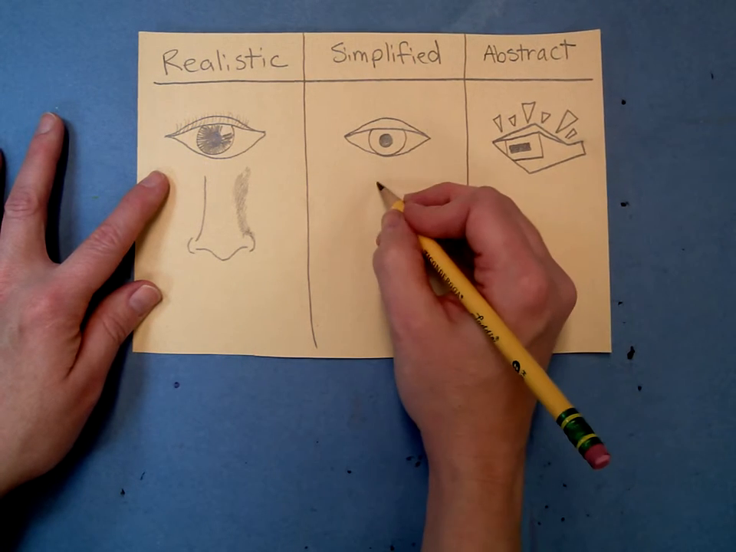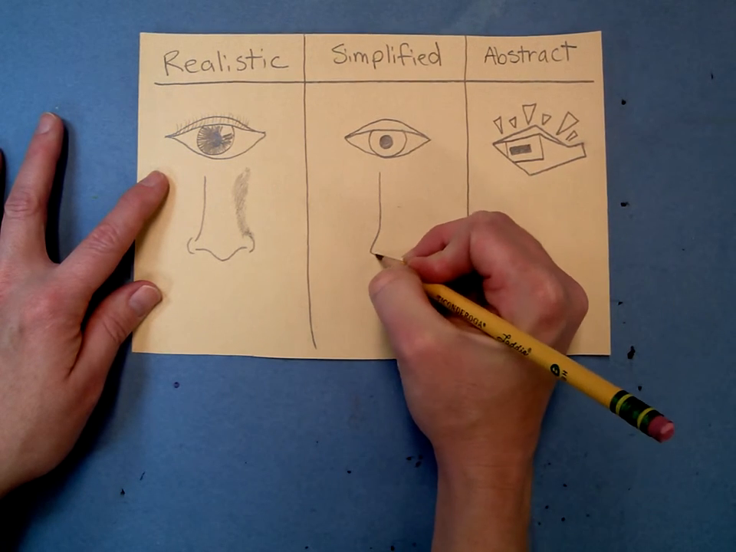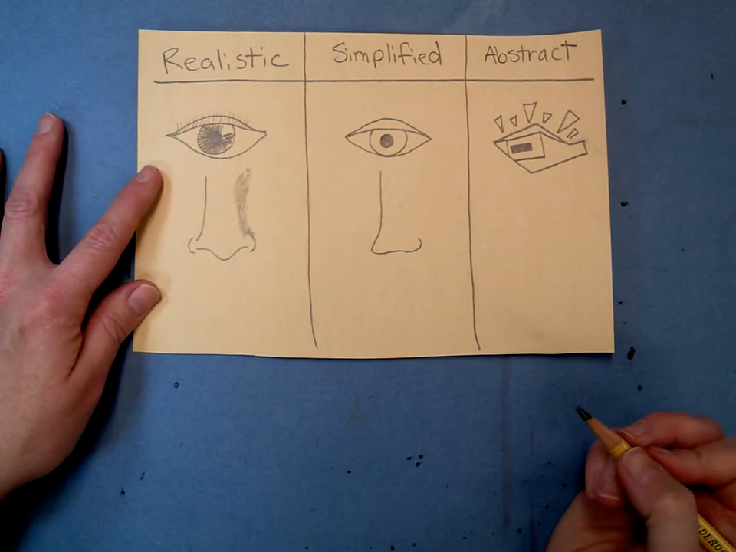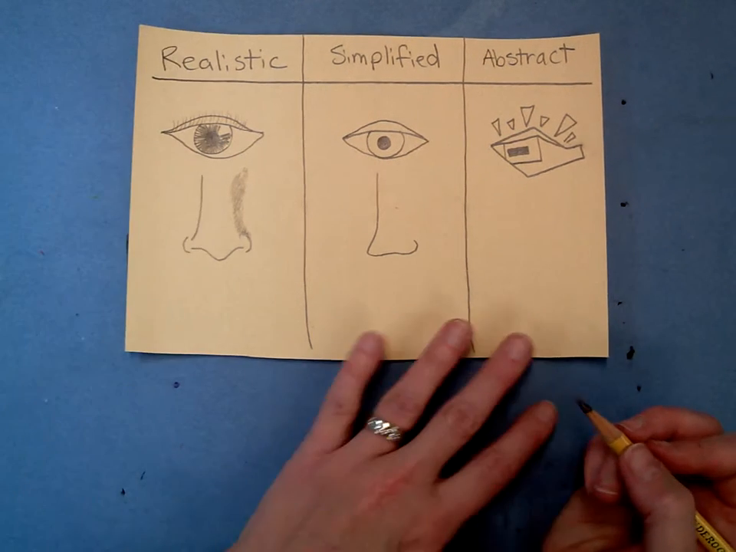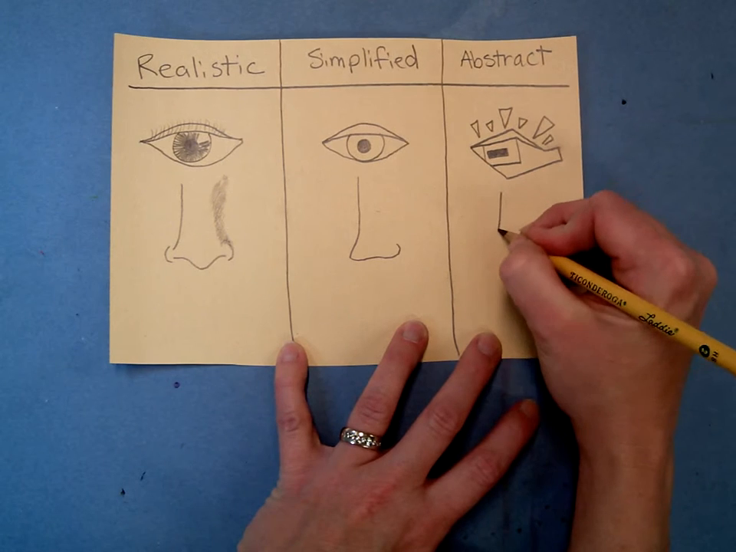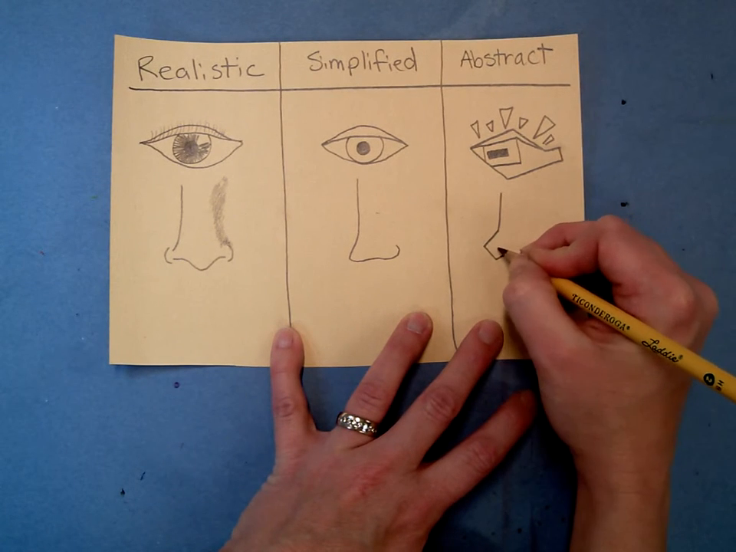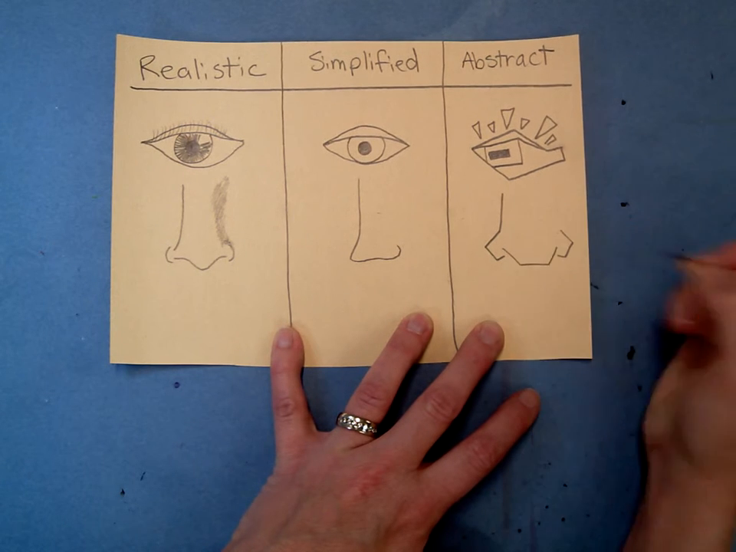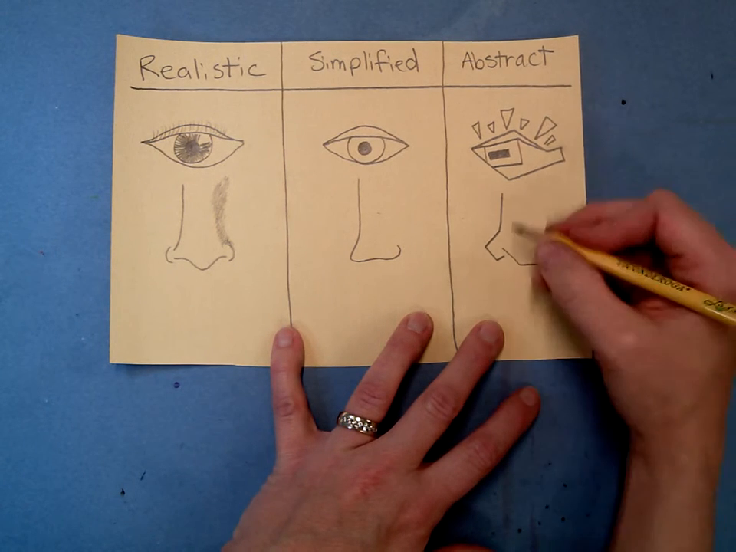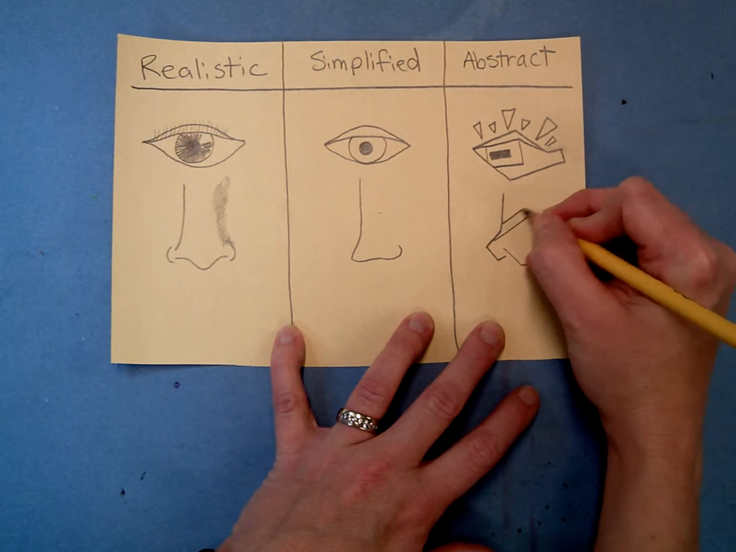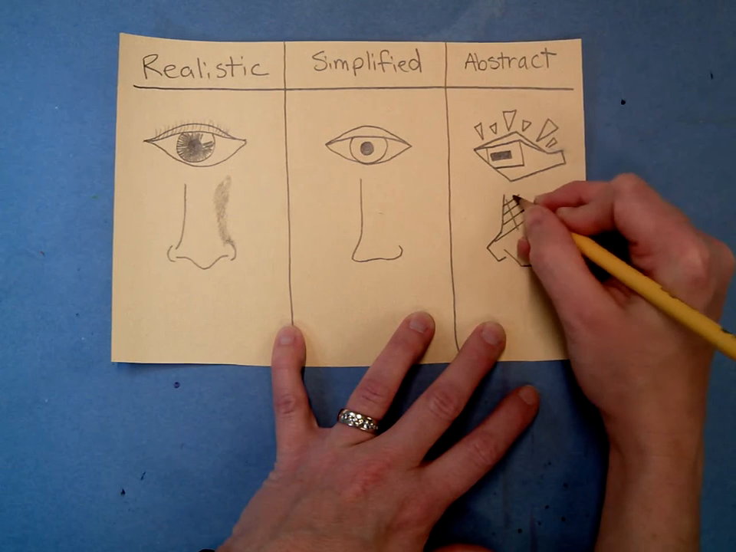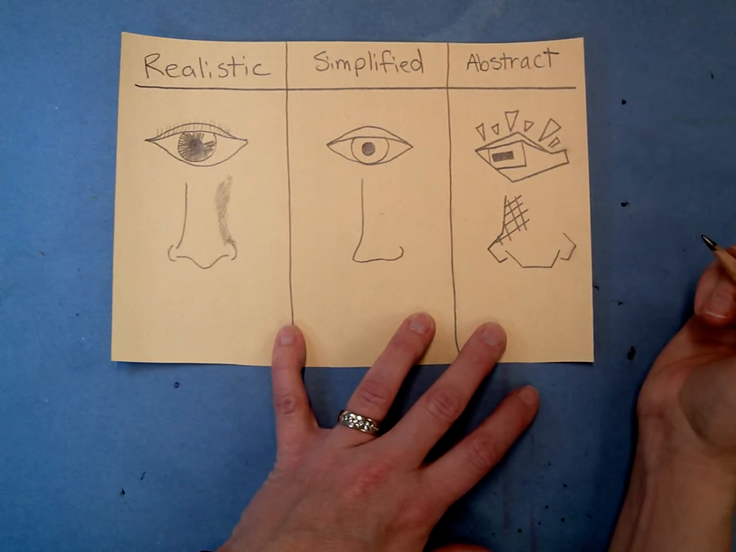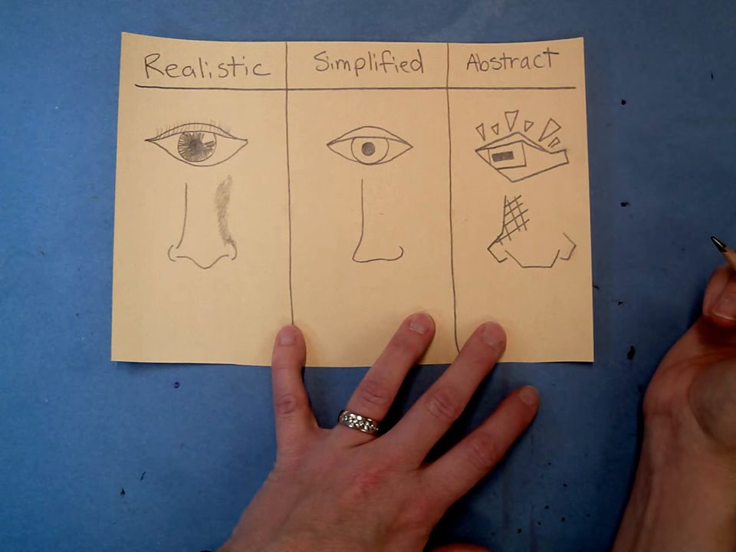If I were to simplify it, you can think of it kind of more like a cartoony L-shaped nose. And then for an abstraction, again, changing the shapes. Sometimes I make edges a little bit sharper, kind of a little more geometric. And then for the shadow, rather than doing shading, maybe I just add a little pattern right there to represent a shadow.